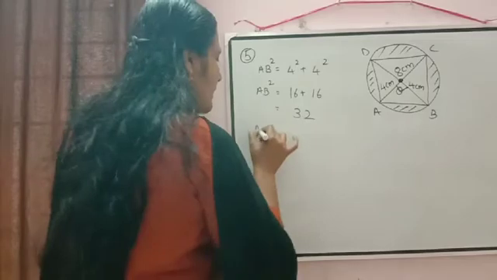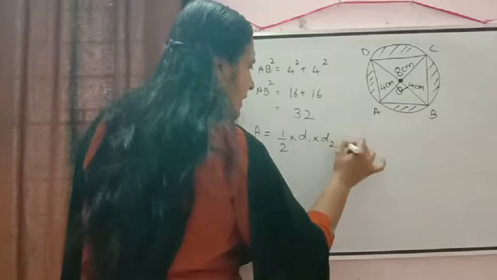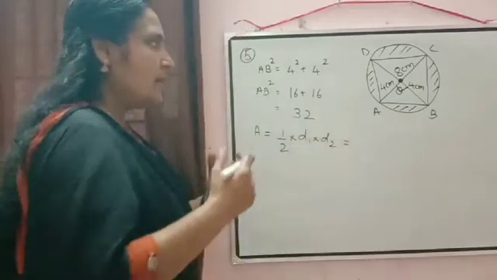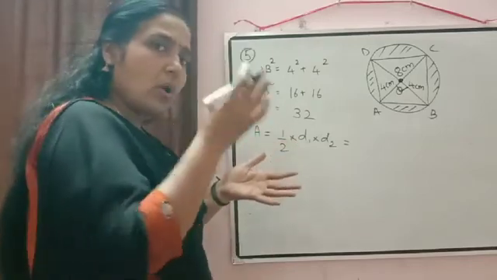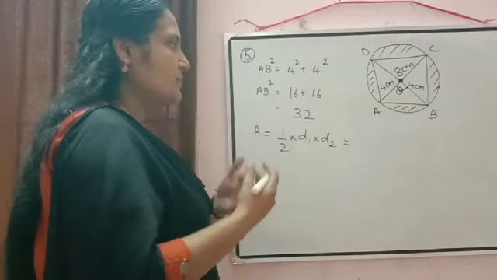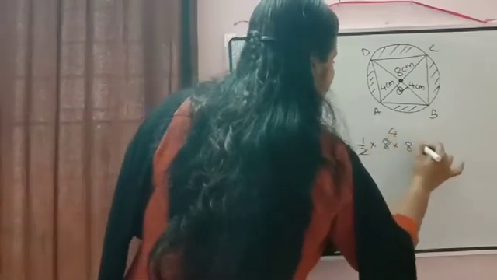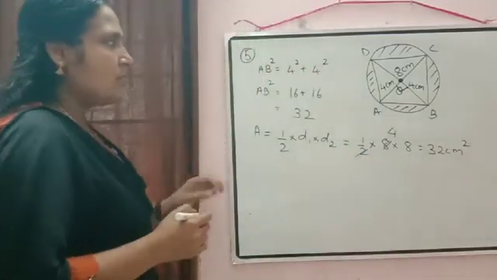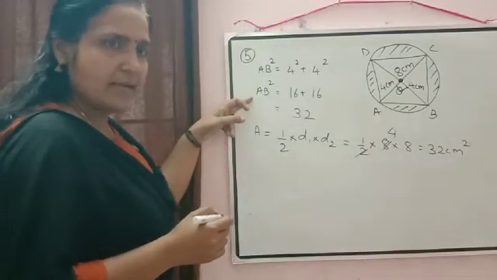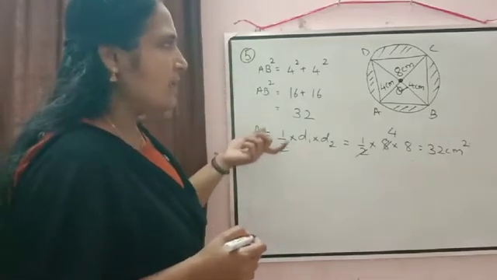Otherwise, we know area of rhombus is half into d1 into d2, half into product of the diagonals. And we know every square is a rhombus because a square satisfies all the properties of rhombus. So square is also a rhombus, so that formula also you can use. Half into 8 into 8. So these two will get cancelled. Again we will get the area is equal to 32 centimeter square. So either you can use this method to calculate the area or you can use directly the product of diagonals. So we got the area of square.